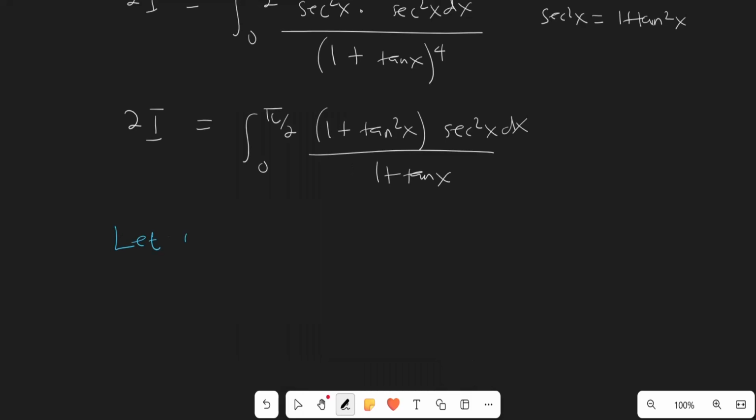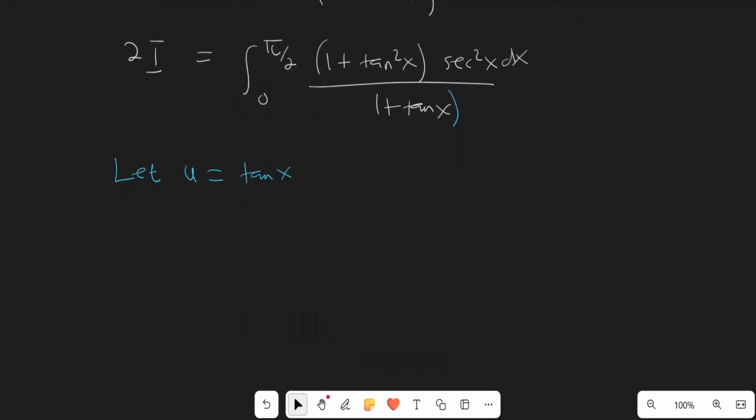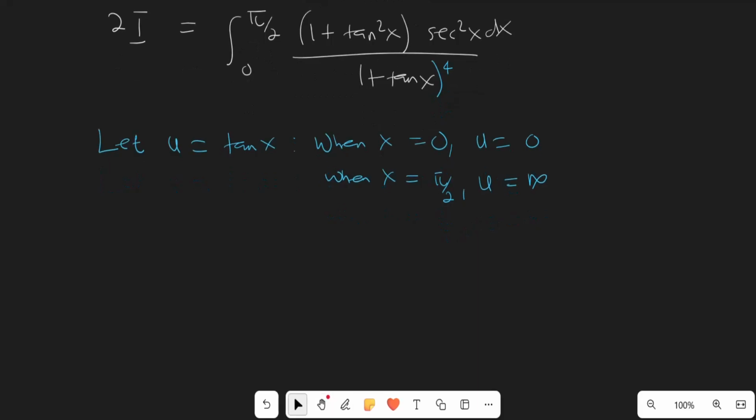We can let u be equal to tan of x to the 4th power. Sorry about that. So when x is equal to 0, then u is going to be tan of 0, which is 0. When x is equal to pi over 2, u is going to be tan of pi over 2, which is infinity.